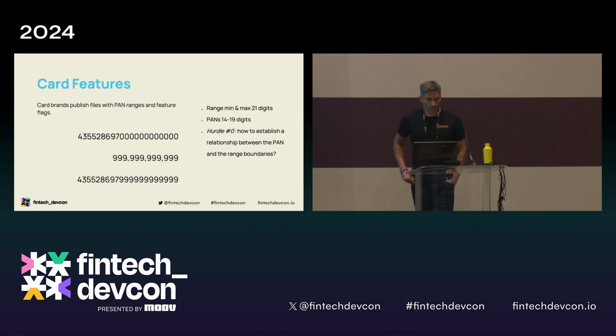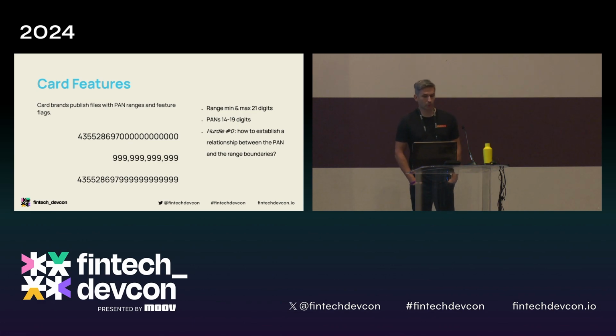The number on the top ending in all zeros is the lower bound of a range. The number on the very bottom ending in all nines is the upper bound of the range. The number in the middle is actually just shy of 1 trillion. That's how many numbers actually fit into this range. These range minimums and maximums are provided as 21-digit numbers in this example. But PANs usually range from 14 to 19 digits.